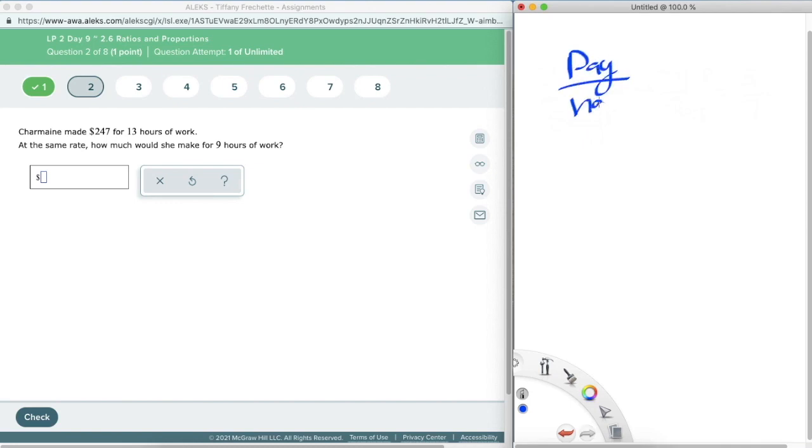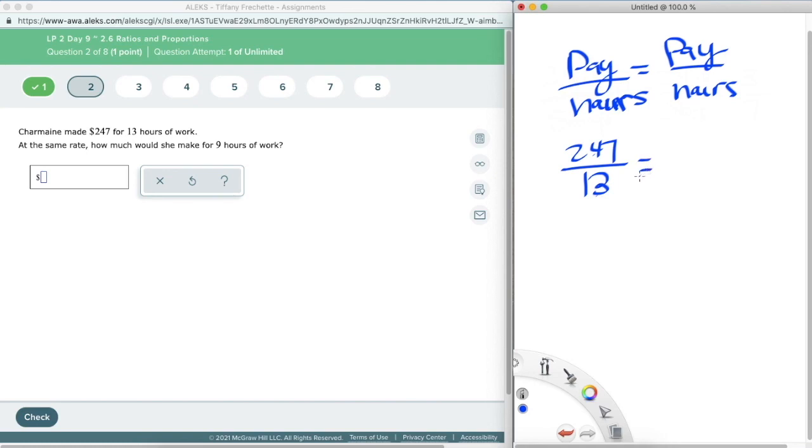It really won't change the problem as long as I write them correctly. So, when I write the next one, I want to do the same thing, pay over hours, like this. Then I need to make sure that the two fractions have the same units on top and bottom. Now they told us she gets $247 for 13 hours of work. So 247 to 13 hours equals, at the same rate, how much would she make for 9 hours?